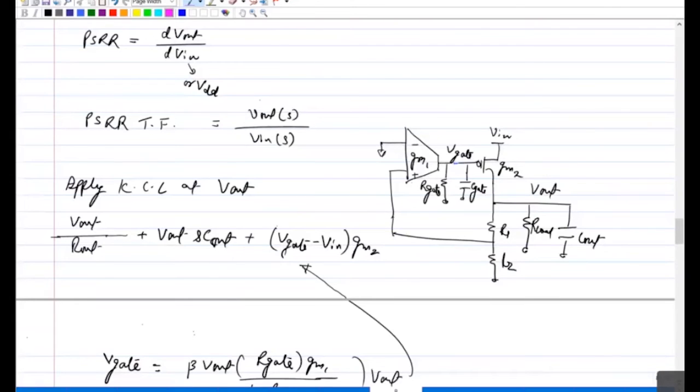Then what would happen? Your effective VGS again will be zero in that case. But you have to make sure your amplitude should be the same and your phase will also be the same, otherwise they will not cancel each other.